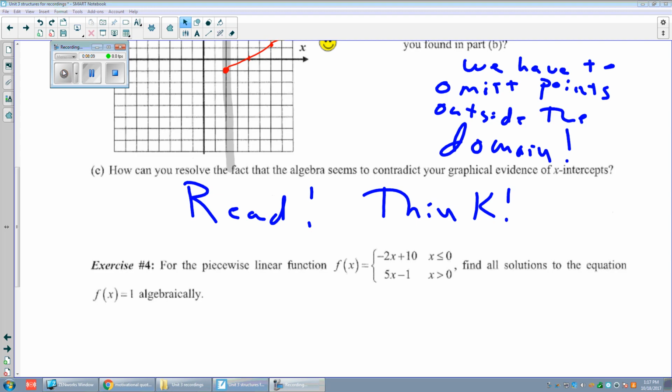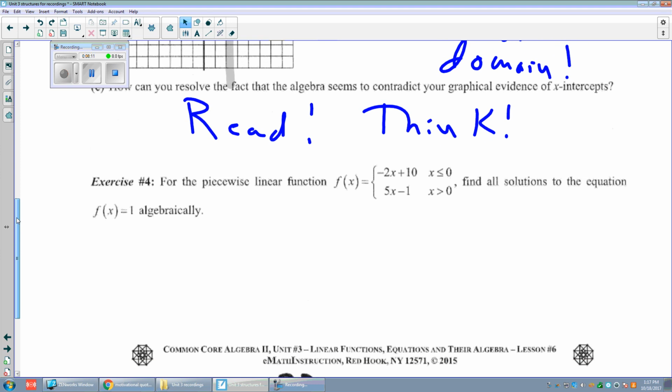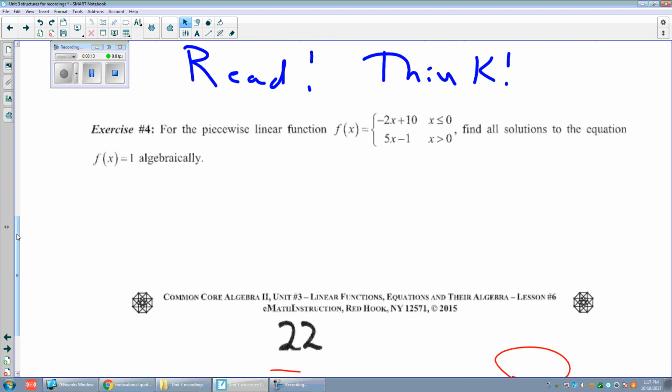I had no idea that today's motivational phrase would have so much to do with the exercises that we're doing.